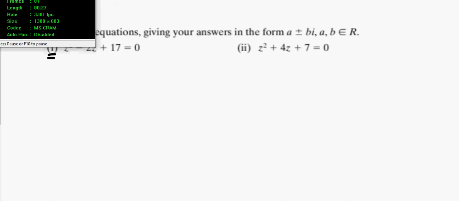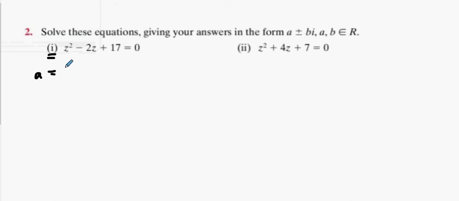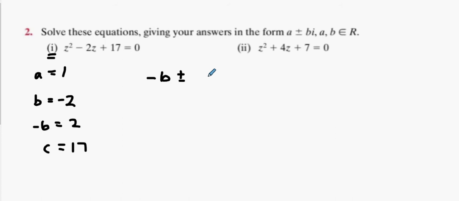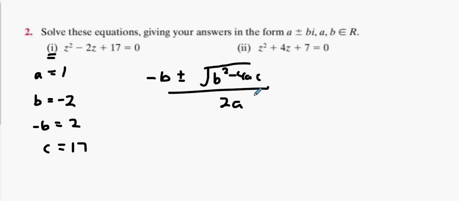Alright guys, a is 1, b is minus 2, minus b is 2, c is 17, minus b formula, which we all know right now, don't we? Everybody? Alright.